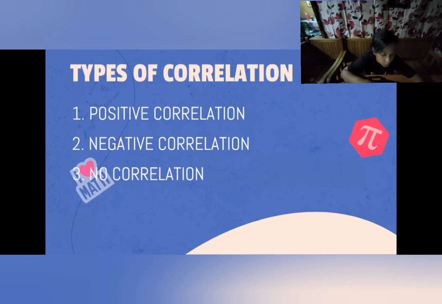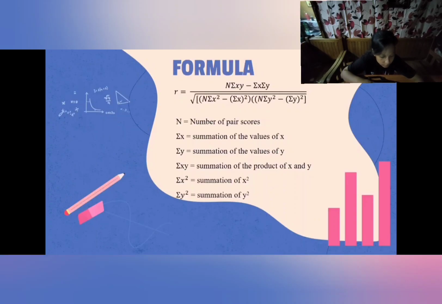Number 3, no correlation. It means one variable does not affect the other variable, there's no effect on the other variable. This is the formula to be used in Pearson r.